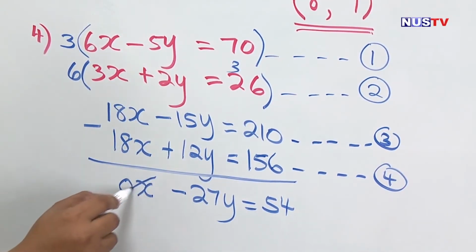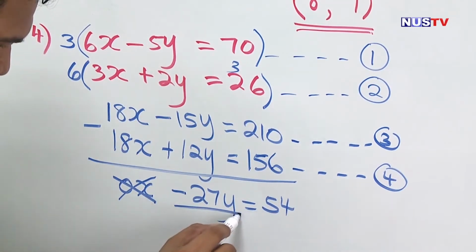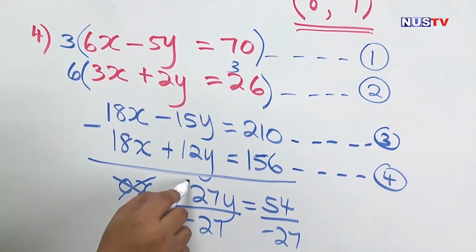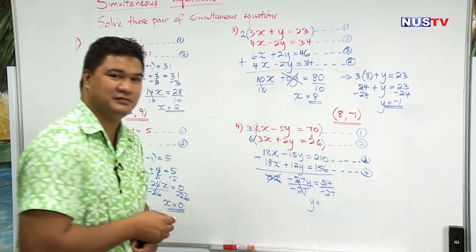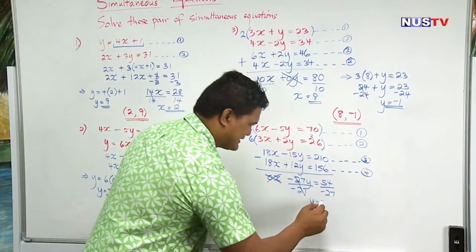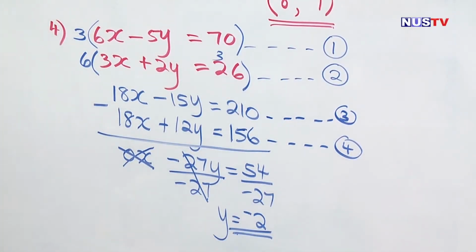Again, this x will be eliminated, so not needed anymore here. And we only have negative 27y is equal to 54. So dividing both sides by negative 27 to obtain our value of y. So this one will be canceled out. So our y is equal to 54 divided by negative 27. The answer will be negative 2.